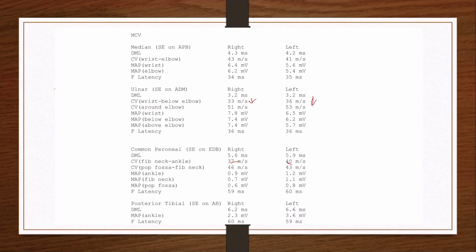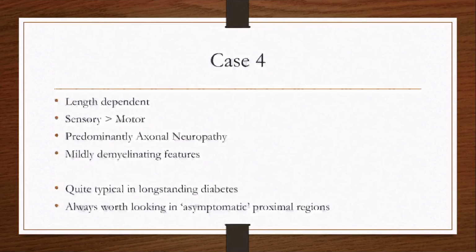It's more the sensories that are affected than the motors, and so effectively we've got a length dependent sensory more than motor, predominantly axonal neuropathy with what we would consider to be mildly demyelinating features, and this is all very typical in long-standing diabetes.